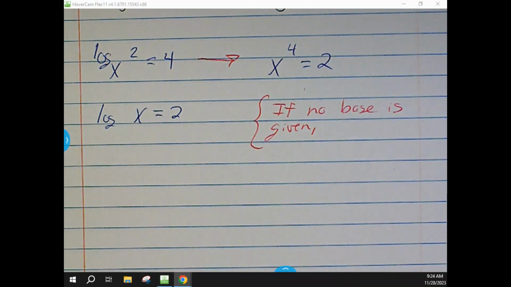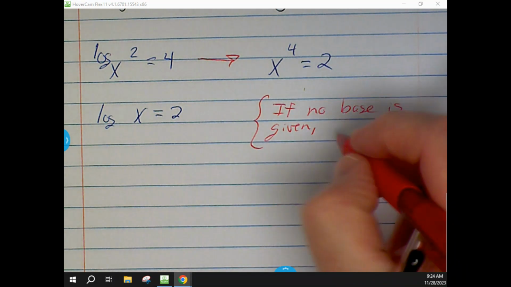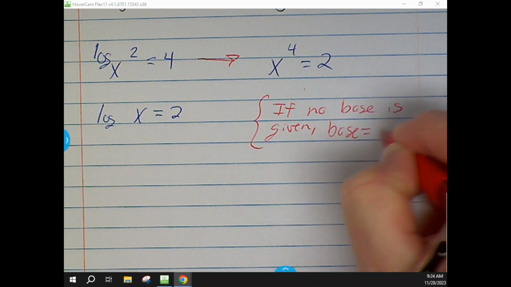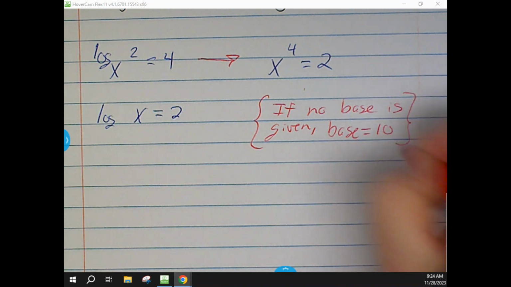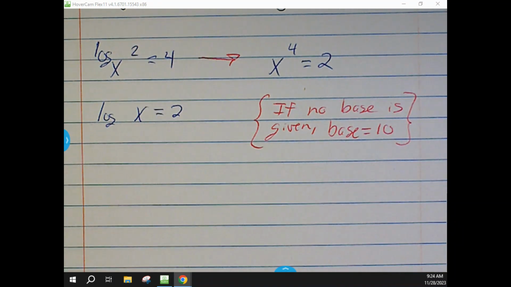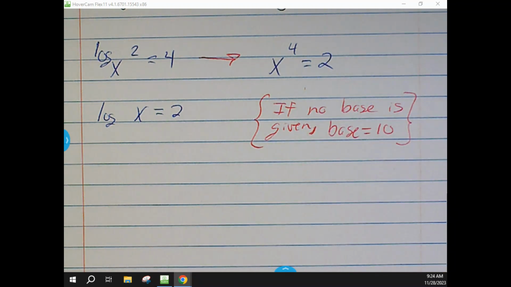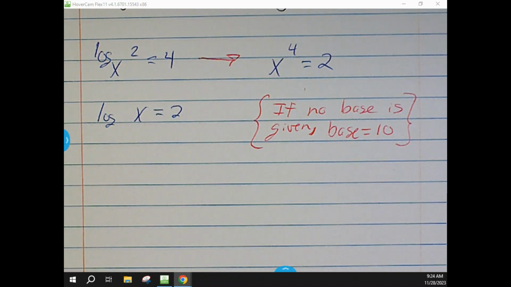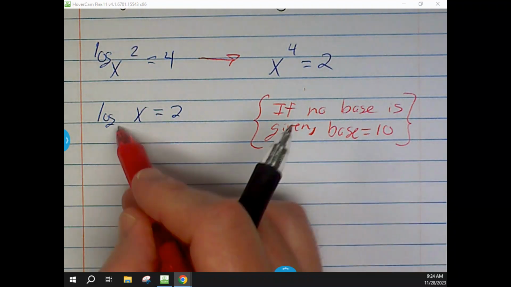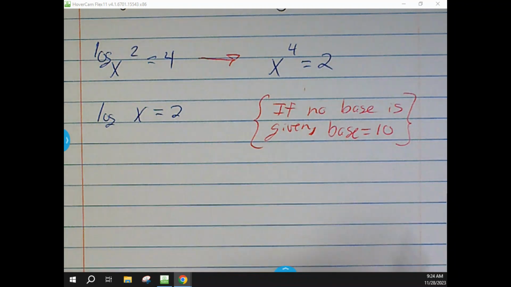If they do not give you a base, so if no base is given, then the base equals 10. Okay, so 10 is your default base on these. Just kind of like if you did exponents, if it was x to the first power, you don't have to write x to the first power. You can just write x. Same thing with these. If you know that your base is 10, you can just write log of x, and that way it's basically understood that you have it there.